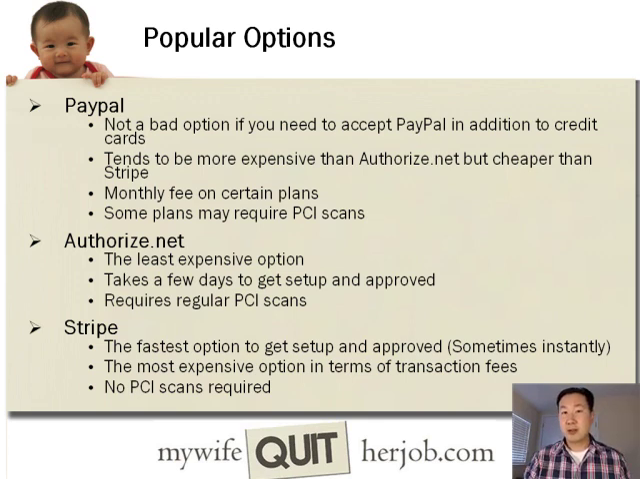Now finally, the third popular option is called Stripe. Now Stripe is actually the fastest and probably one of the easiest options to get set up and approved for, and sometimes approval and setup is almost instant. And the downside of all this simplicity is that it's the most expensive option in terms of transaction fees. And what's also nice about Stripe is that you don't really have to worry about PCI compliance because everything is hosted on Stripe's servers.